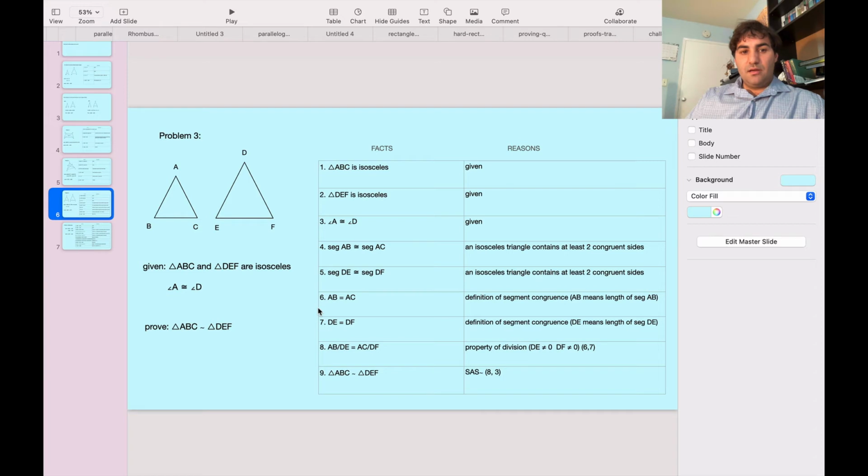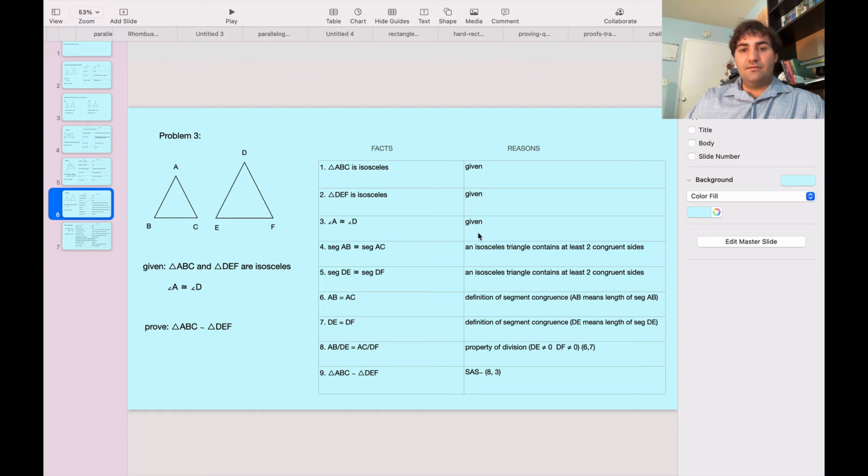Okay, so here's an example. I'll try to use the side angle side similarity postulate or theorem to prove that these two triangles are similar. You don't usually use this a lot, but I'll give an example where you can use it. So we're given that triangle ABC and triangle DEF are isosceles, and that angle A is congruent to angle D. Prove that triangle ABC is similar to triangle DEF.